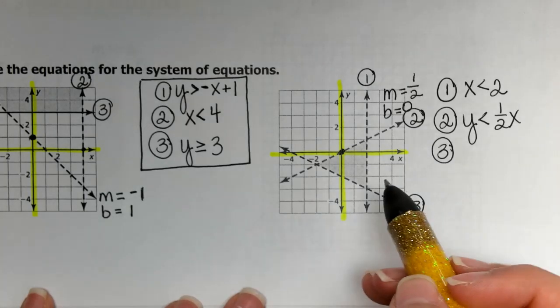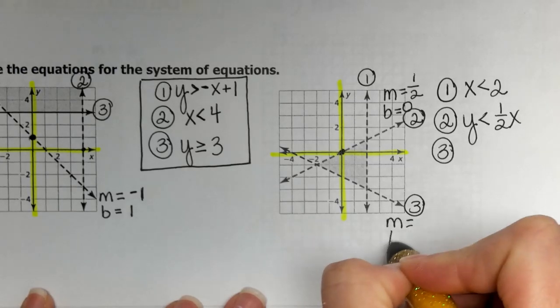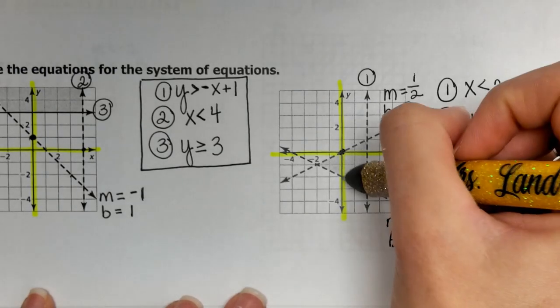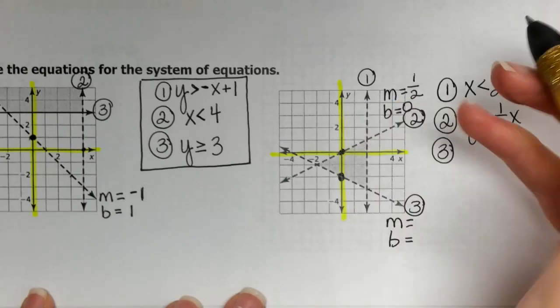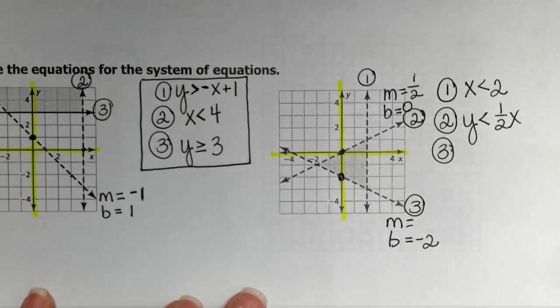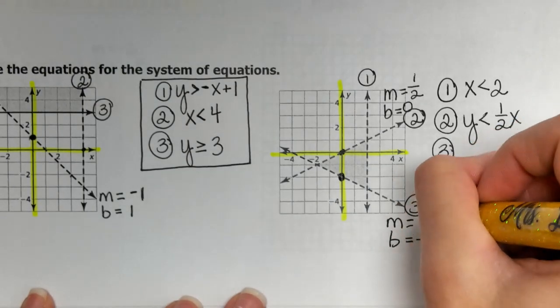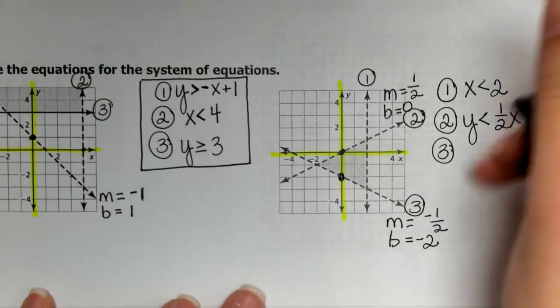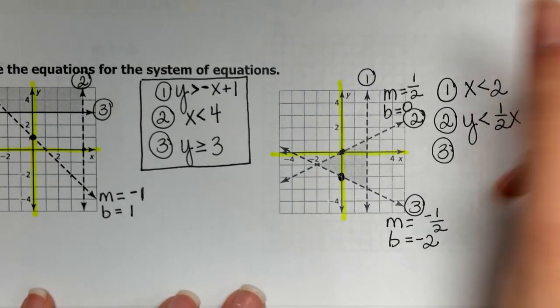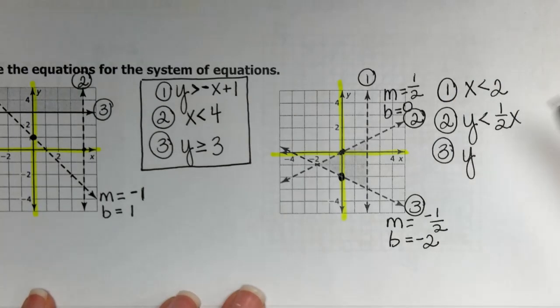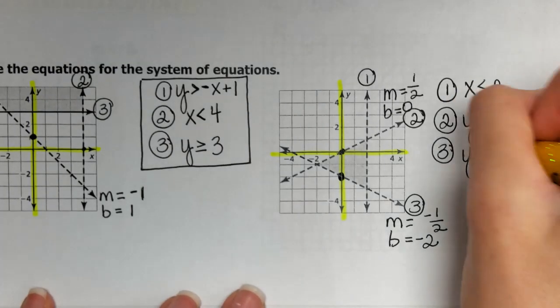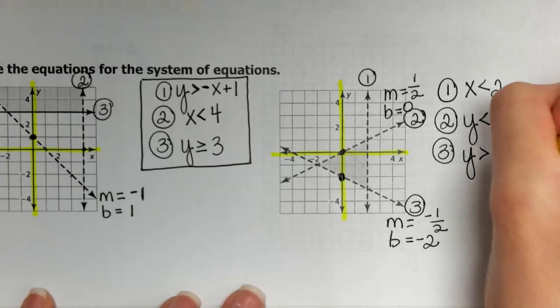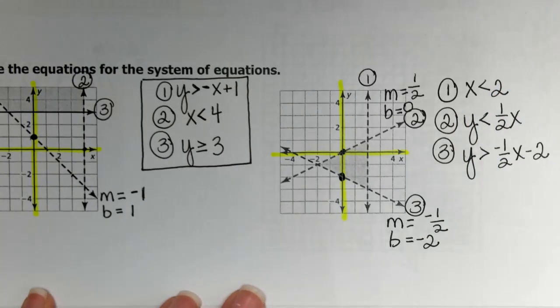My third one, I need my slope and my y-intercept. What's my y-intercept? -2. And this time, what's my slope? It goes down 1 to the right 2, so -1/2. So I'm going to have y. What's my inequality symbol going to be? Greater than -1/2 x minus 2.